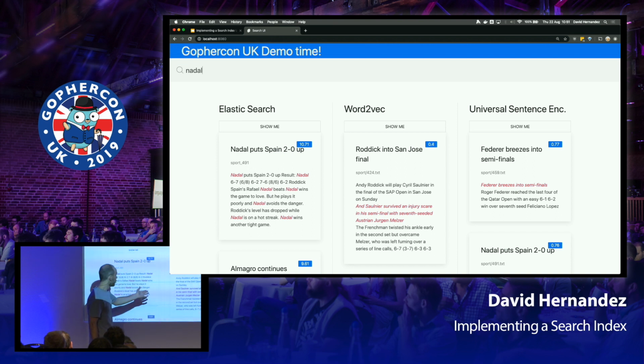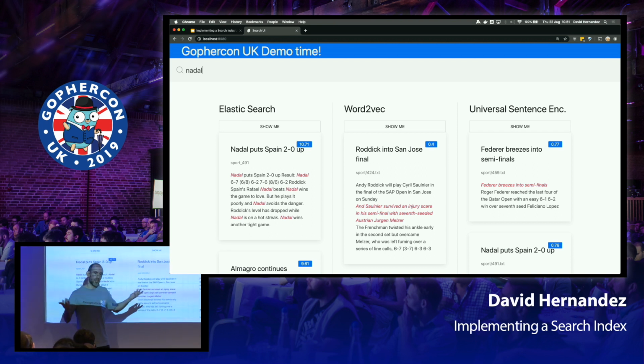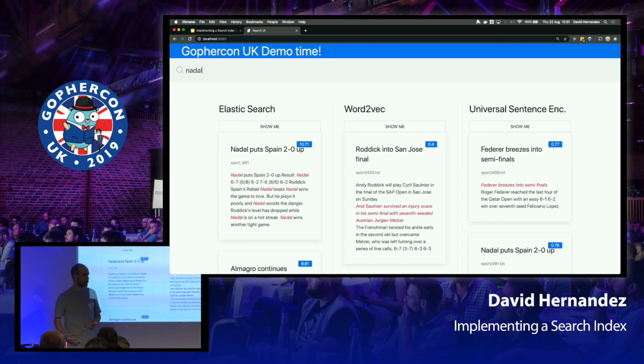The downside is that the other models don't do hard keyword matching. They're just trying to understand the meaning. So Word2Vec knows more or less that it's about tennis, but it doesn't find a hard match of Rafael Nadal. And with the Universal Sentence Encoder, the first result it found is about Federer. Oh yeah, it understands about tennis, but no, it's not Rafa Nadal. I want to search for Rafa Nadal. So in that sense, Elasticsearch is pretty good at matching keywords.